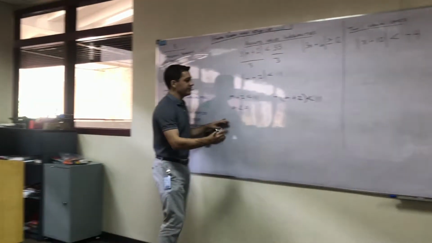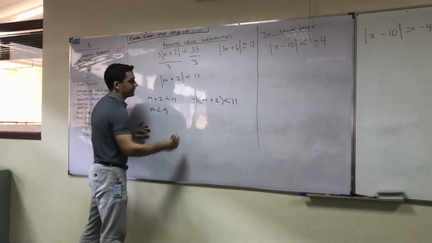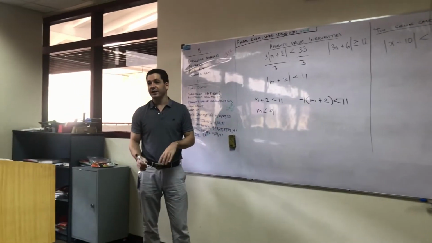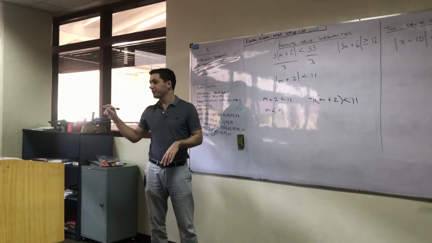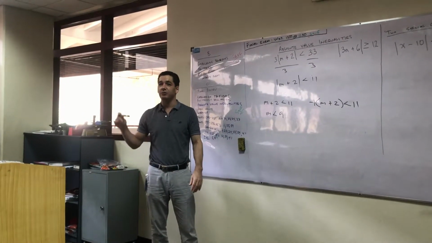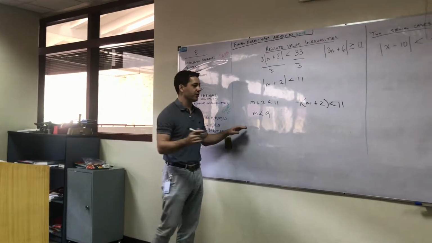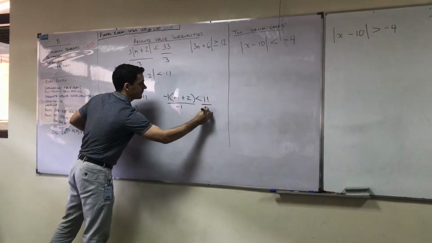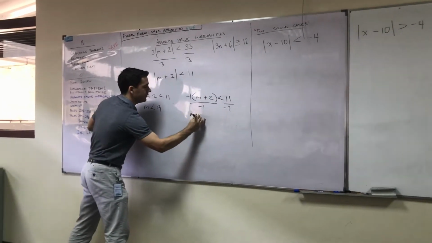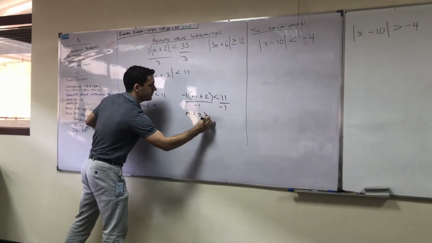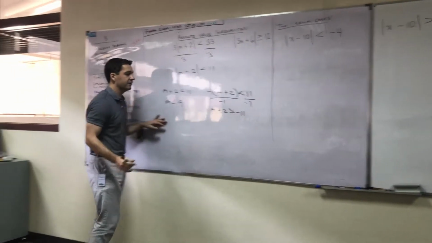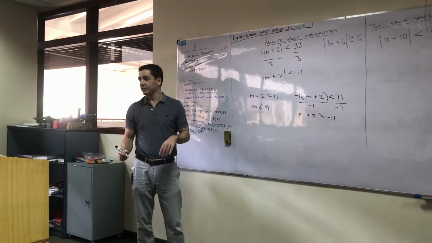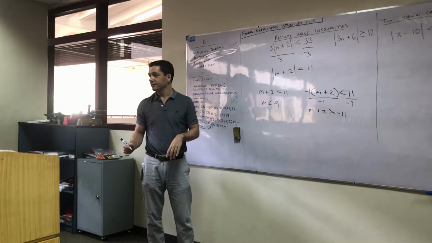Okay, so we have an invisible 1 here. Remember from the beginning, the invisible 1s. And what I can do is divide the negative 1 from both sides. And what happens whenever you multiply or divide a negative across an inequality? The sign flips. So m plus 2 is greater than negative 11. Now, subtract 2 from both sides.